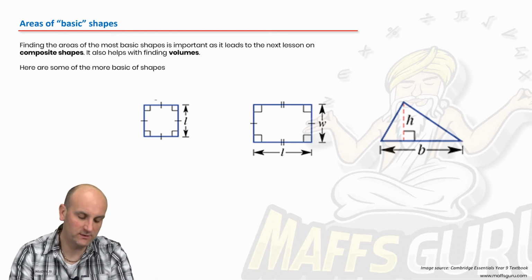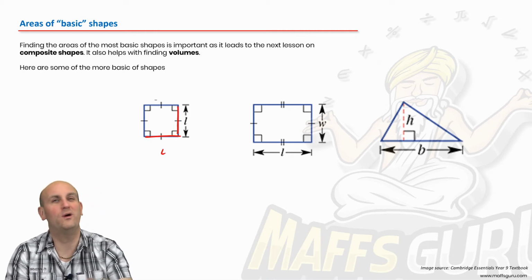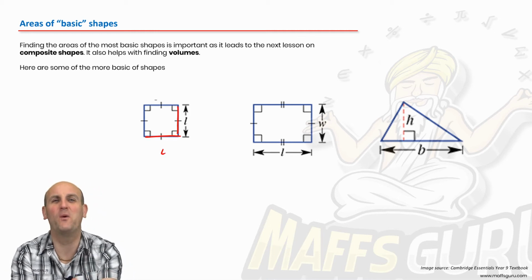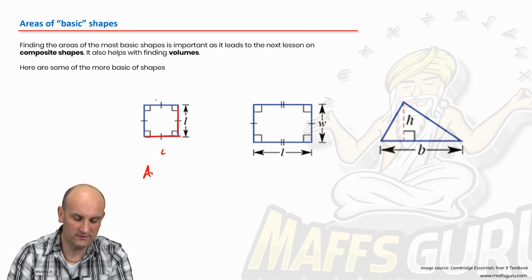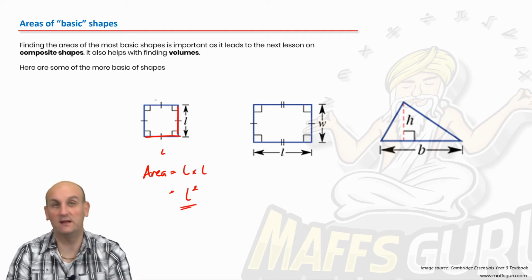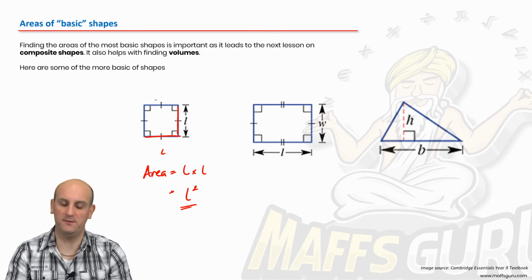In this situation, we know that this length here is L. We know that length there is L as well, and I don't know why we use the letter L. It looks too much like a 1. Please stop using the letter L. But we now know that the area of this shape is equal to L times L, which we can write as L squared, because anything with a floaty 2 means multiply by itself.